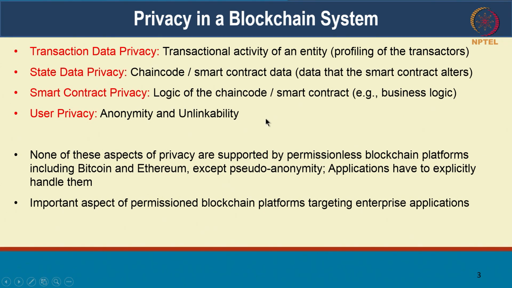None of these aspects of privacy are supported by many of the permissionless blockchain platforms we have, including Bitcoin and Ethereum. They only provide a notion of pseudo-anonymity, which is to say that as a user, I can assume a pseudonym. People will know that that pseudonym is performing transactions, but they can't link the pseudonym with the original user. Apart from that, it doesn't provide any notion of transaction data or state data privacy at all, and it's left to the applications to explicitly handle these notions of privacy.